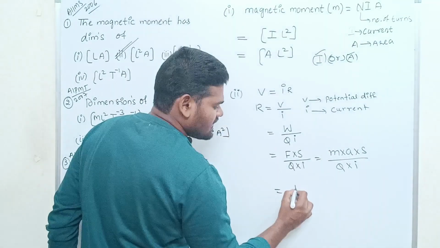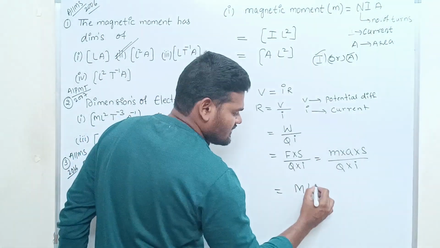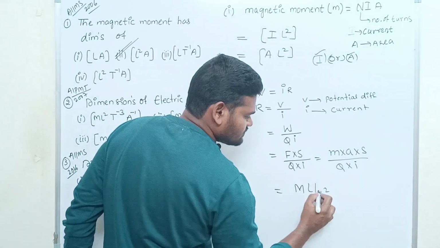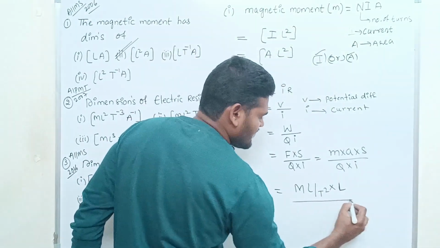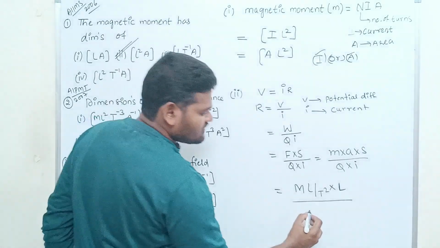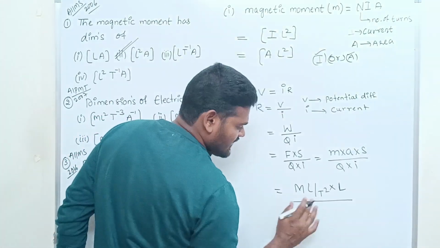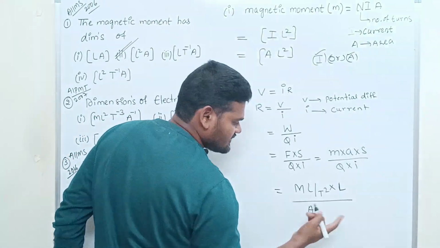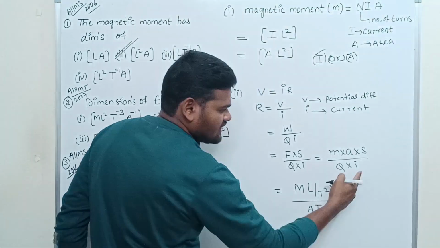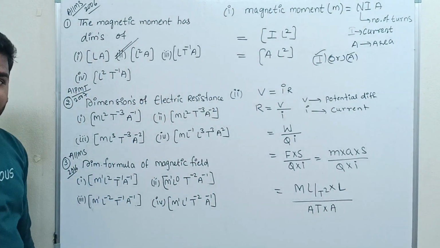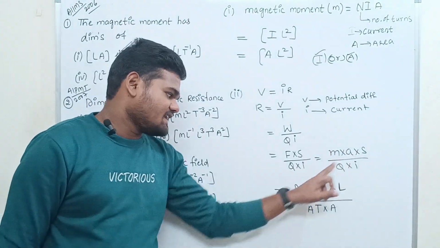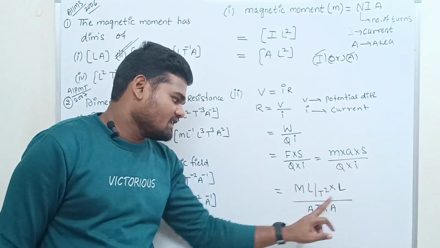So mass, capital M. Acceleration, L by T square into S, displacement. Displacement is nothing but L divided by charge. Q is equals to I into T. I means A, an electric current, into T, time. I means what? Electric current. Are you getting? Mass, capital M, acceleration, L by T square, displacement L.